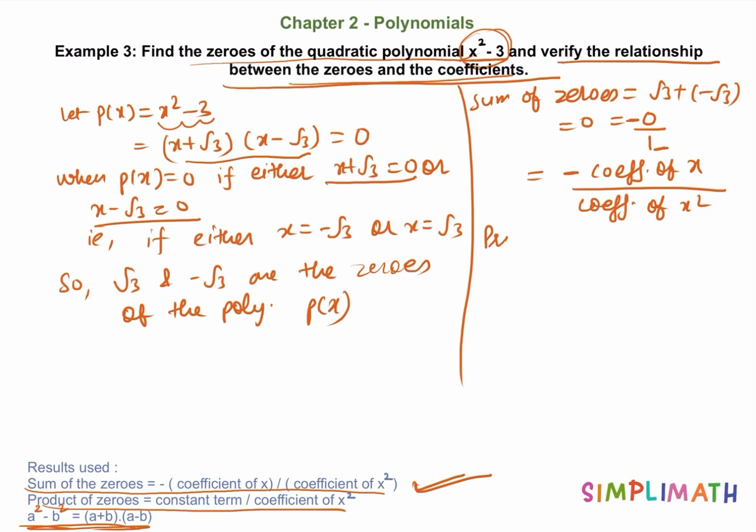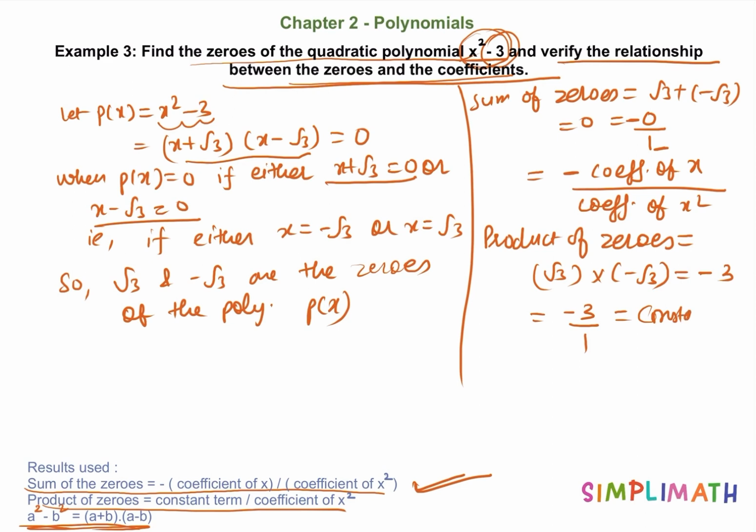Now let us come to the product of the zeros. The product of the zeros is √3 into −√3, which is equal to −3. So I can write this as −3 by 1. So we know that −3 is the constant term, and we know 1 is the coefficient of x². So this part also we have proved. So this is how you have to proceed for such questions.